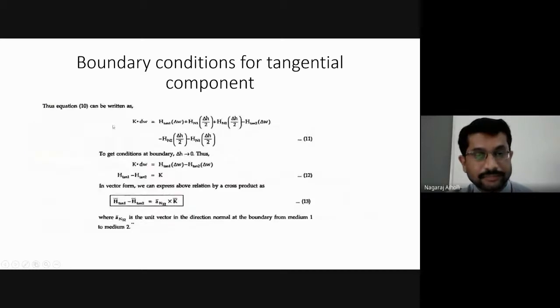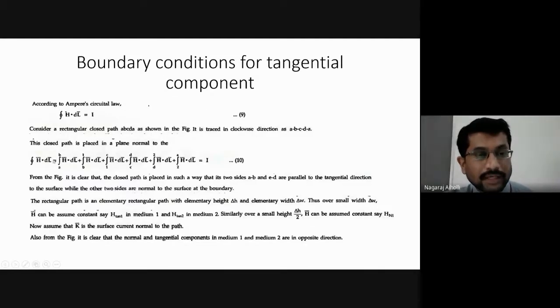K is the current which is normal to the path ABCDA. If I multiply that current with the width delta W or dW, then I have to multiply the components of H bar with the width or the height, whichever we are taking. If we take the width, it is delta W. If we take the height component, it will be delta H by 2.